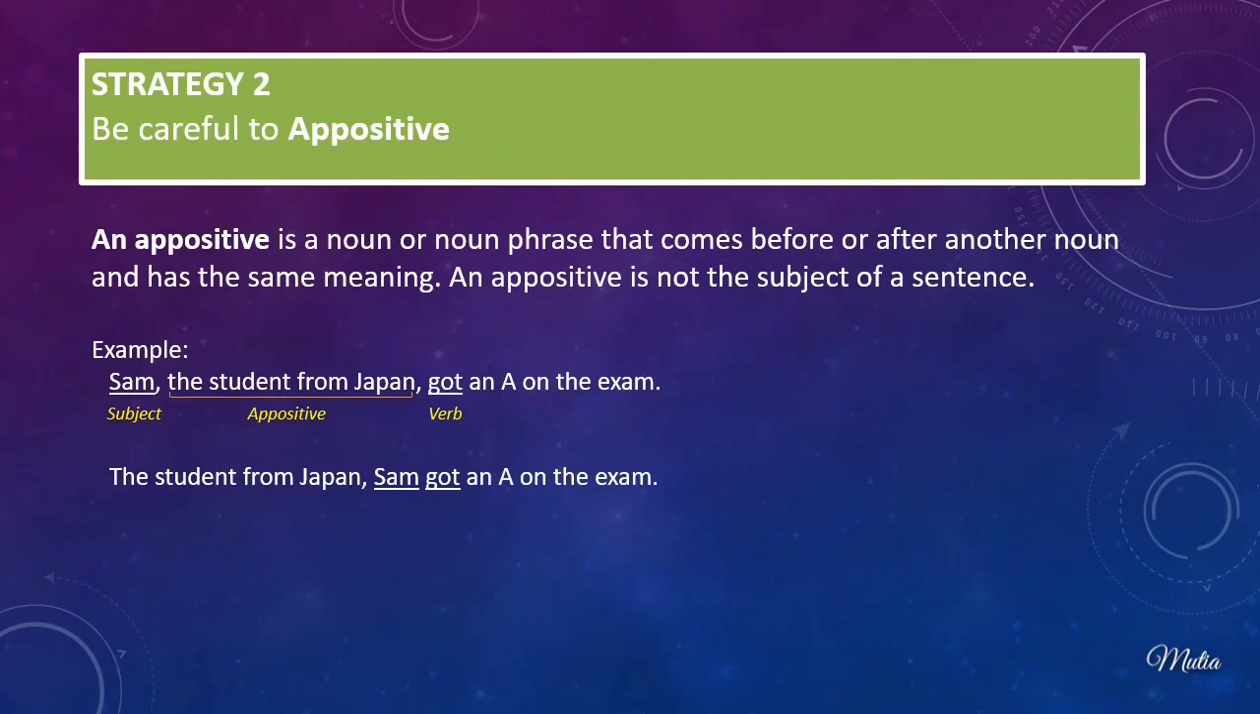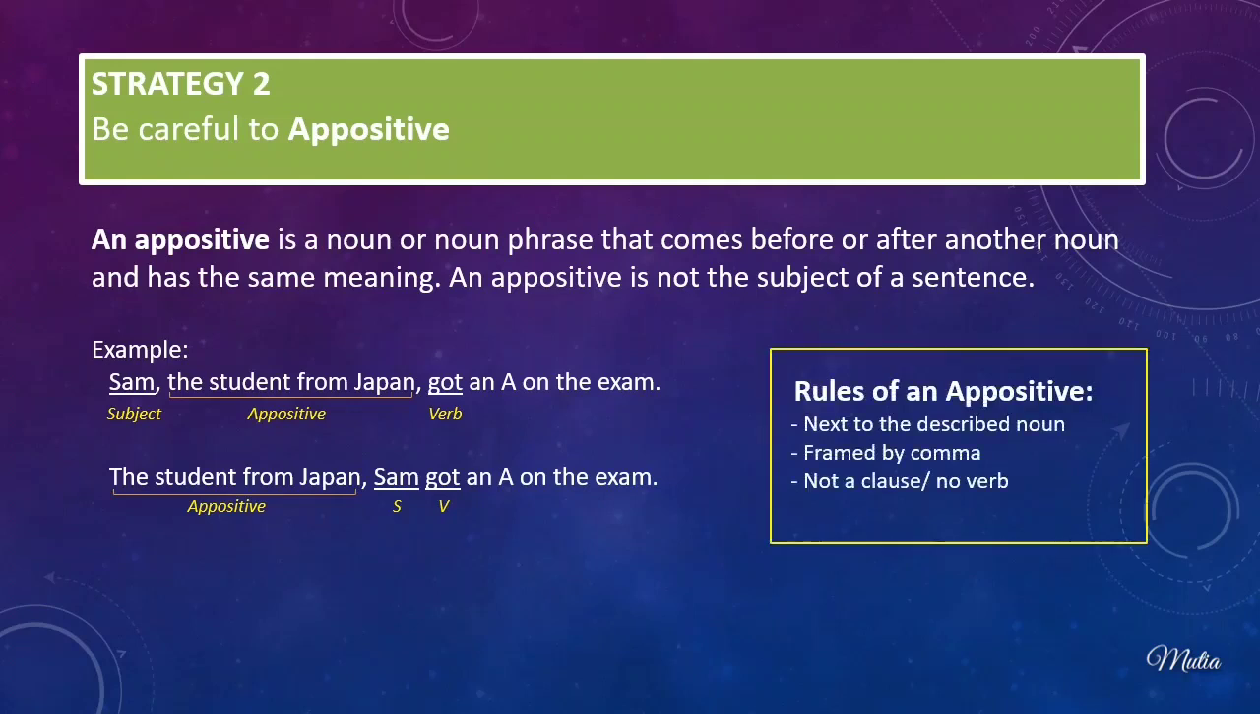The appositive can be after the noun or before the noun described, such as the student from Japan, Sam got an A on the exam. The rules of an appositive are it should be next to the described noun. It is framed by comma. And there should be no verb in the appositive.